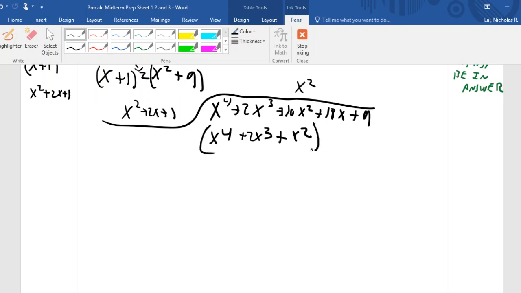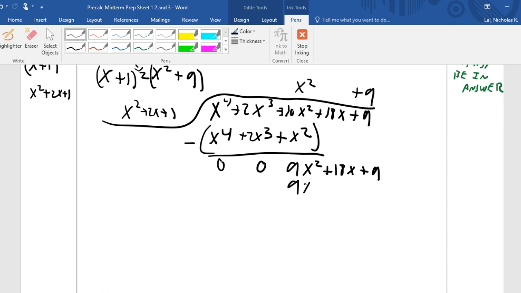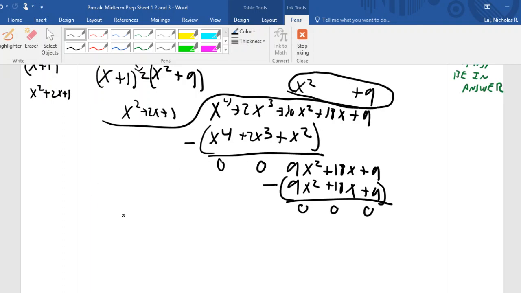Polynomial long division: group, subtract, cancels out. 10x squared minus x squared is 9x squared plus 18x plus 9. Alright, and then x squared plus 9 times x squared is 9x squared. 9 times 2x is 18x. And 9 times 1 is 9, so this will subtract and cancel out perfectly. So our remainder is x squared plus 9.